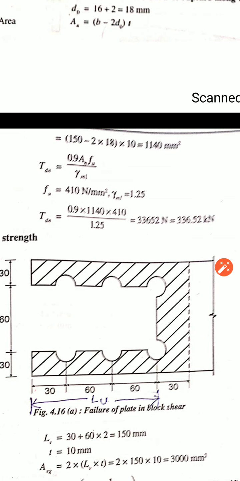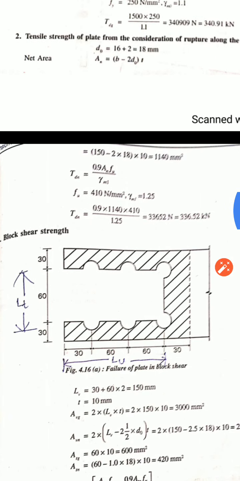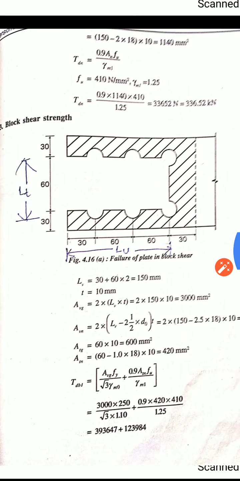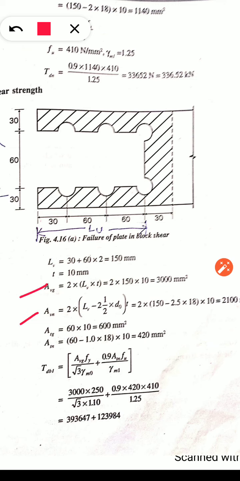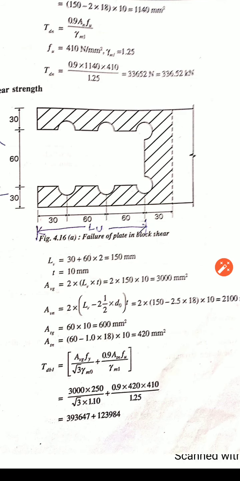As I said, one bolt gets cut, second bolt gets cut, and at the edges half a bolt gets cut. So this is the diagram showing the block shear failure of the plate when it is subjected to a force. The main thing in the block shear formulas is these parameters: Avg, Avn, Atg, Atn. We explained all these four important terms in detail in the previous video. Avg is the gross area along shear, V is nothing but shear, and T is nothing but tension.